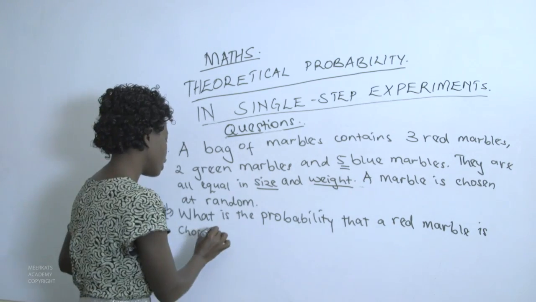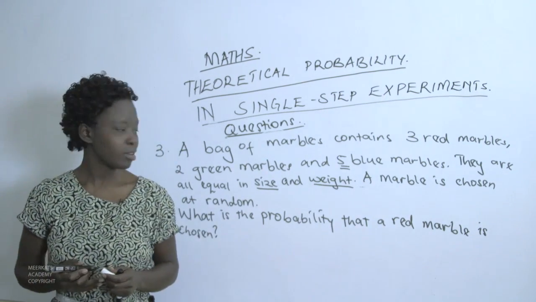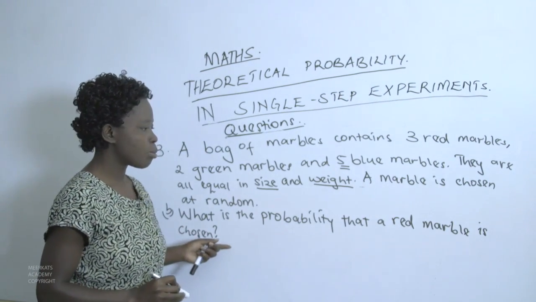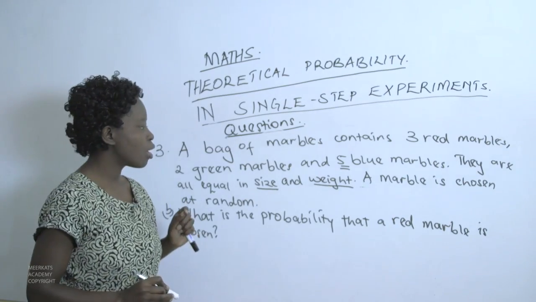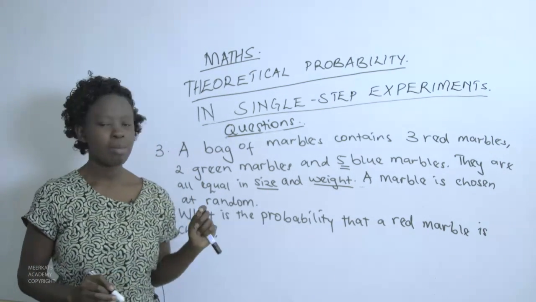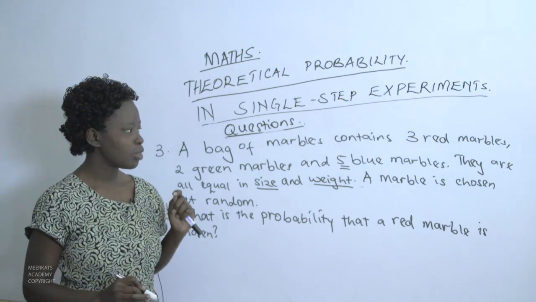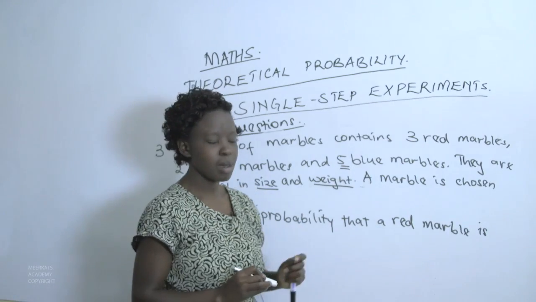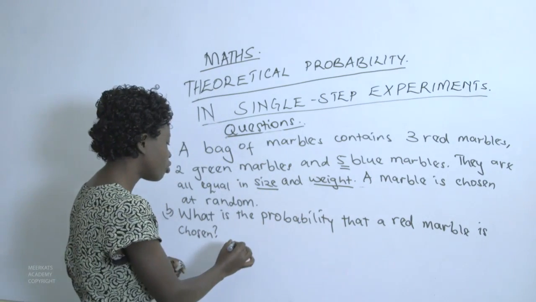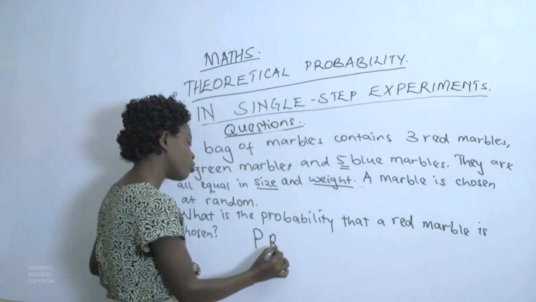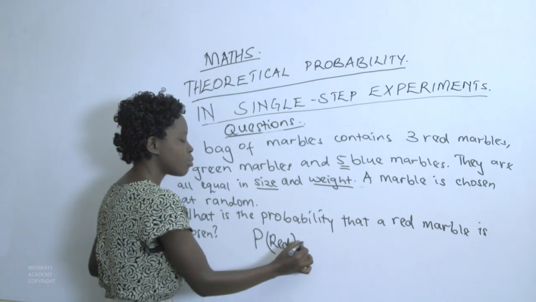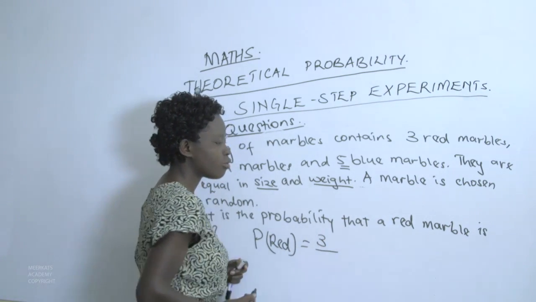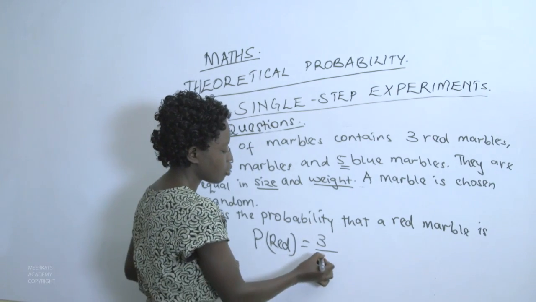Part B, we need to find the probability that a red marble is chosen. So for the probability of choosing a red marble, we need to find out how many red marbles are in this given bag. So we find out that we have 3 red marbles. So the number of favorable outcomes for red is 3. Then the total number of outcomes is 10.